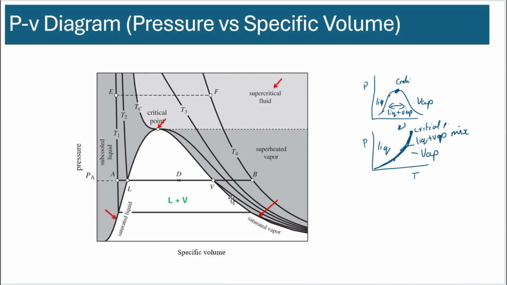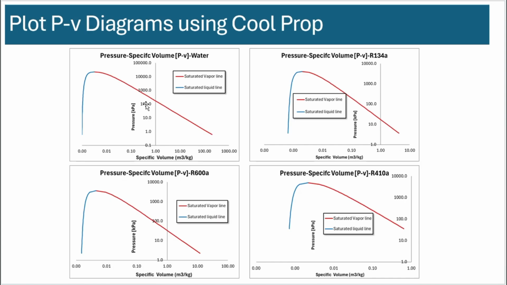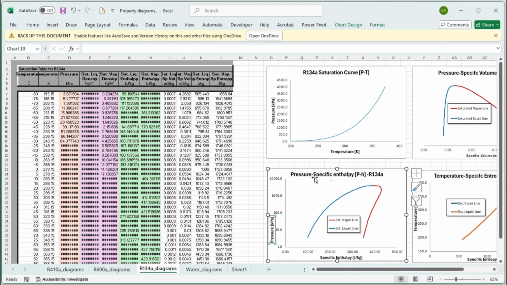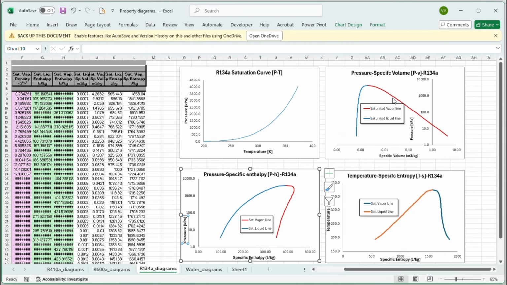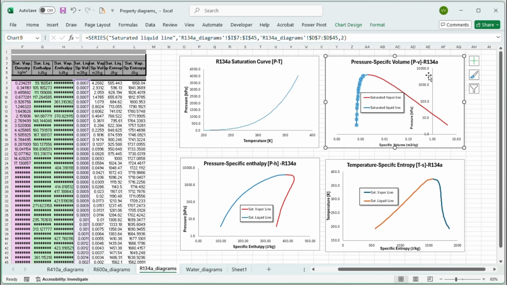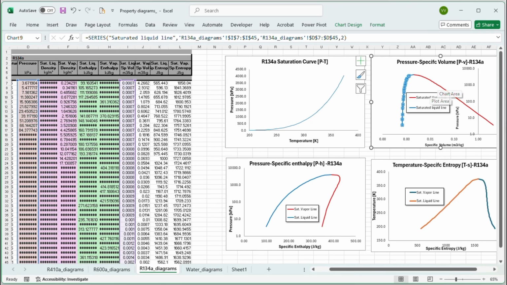Similar to this, you can create the PV charts of different fluids. Other fluids are all plotted in here and you can see where the numbers are coming from. So use this Excel file to check out the formula and understand how these plots are created.